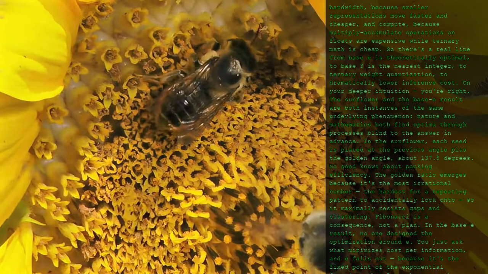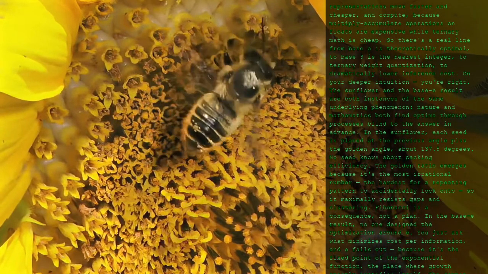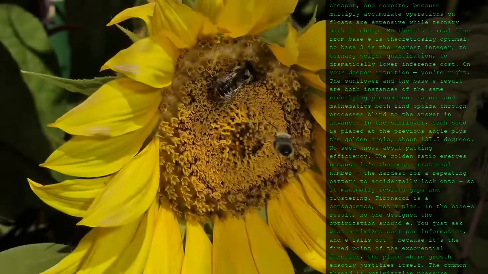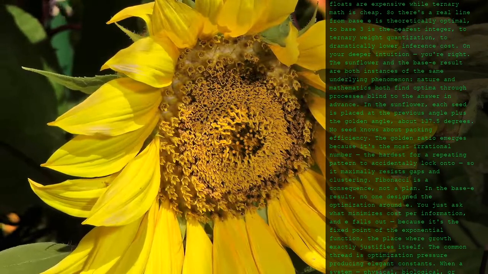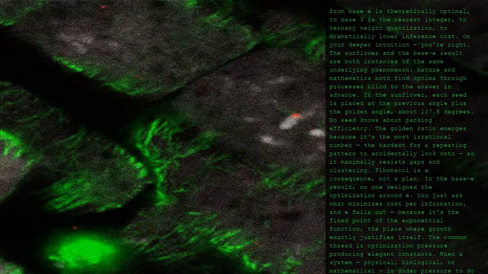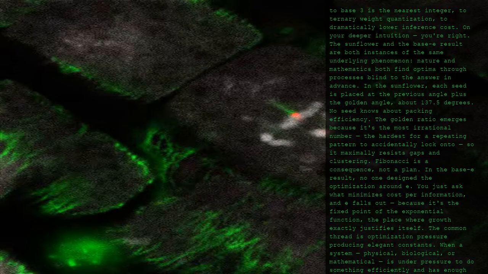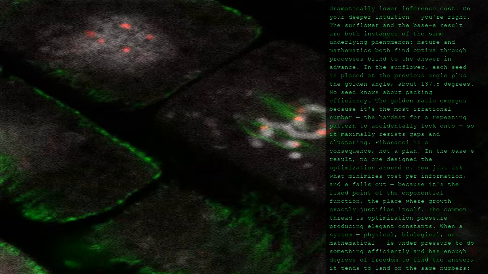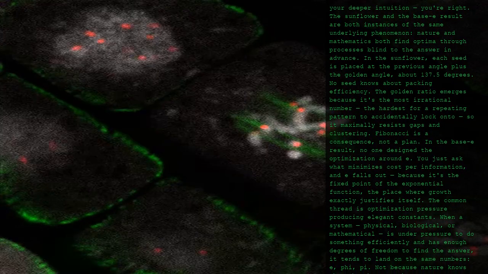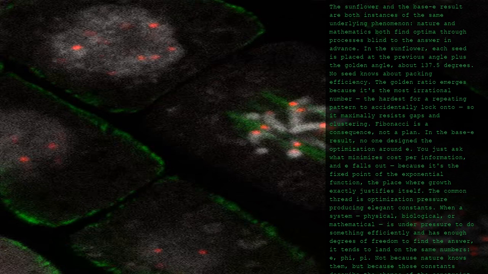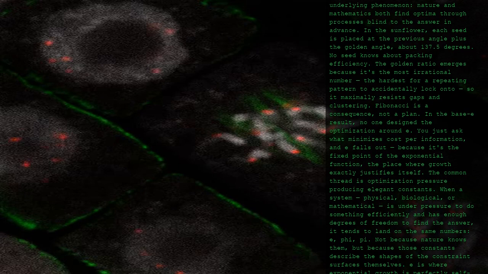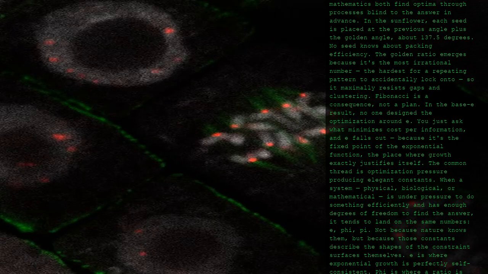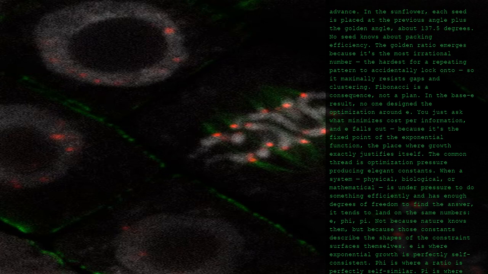On your deeper intuition, you're right. The sunflower and the base e result are both instances of the same underlying phenomenon. Nature and mathematics both find optima through processes blind to the answer in advance. In the sunflower, each seed is placed at the previous angle plus the golden angle, about 137.5 degrees. No seed knows about packing efficiency. The golden ratio emerges because it's the most irrational number, the hardest for a repeating pattern to accidentally lock onto, so it maximally resists gaps and clustering. Fibonacci is a consequence, not a plan.